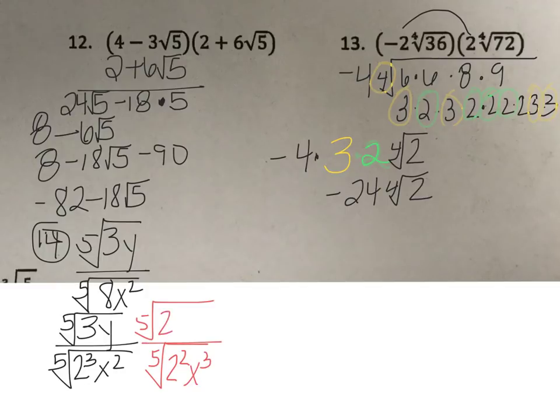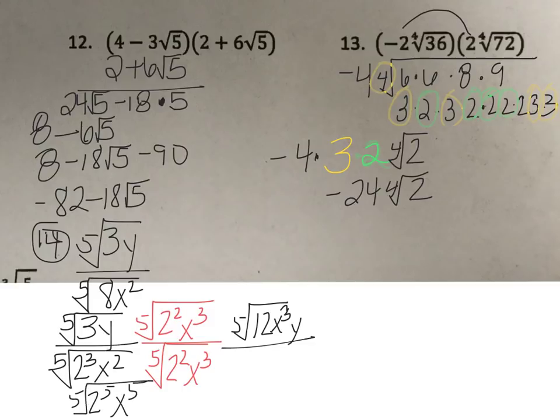And whatever I do to the bottom of the fraction, I must do to the top of the fraction. So when I multiply these together, 2 squared is 4, 4 times 3 is 12. So my numerator here is the fifth root of 12, x cubed, y. And then in the denominator, I end up with 2 to the 5th and x to the 5th, and the fifth root of 2 to the 5th and x to the 5th is 2x. So my final answer is the fifth root of 12x cubed y divided by 2x.